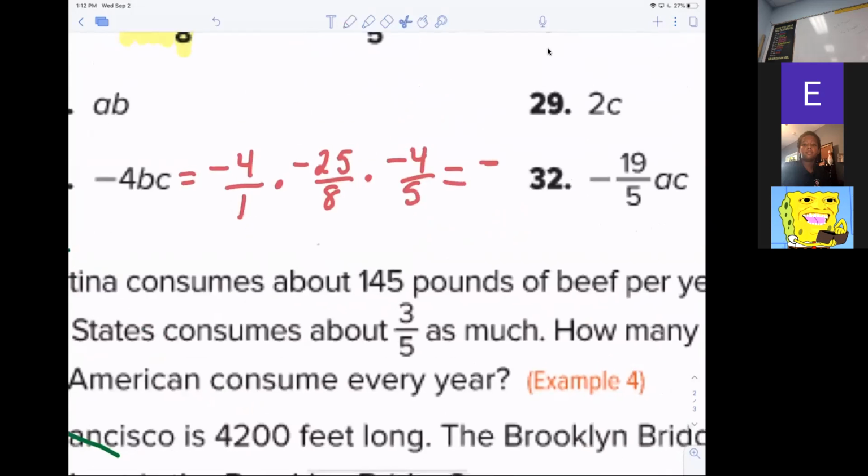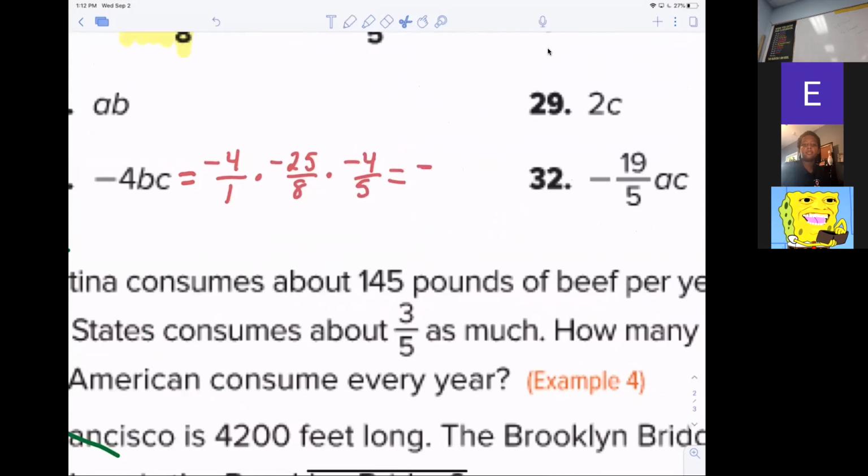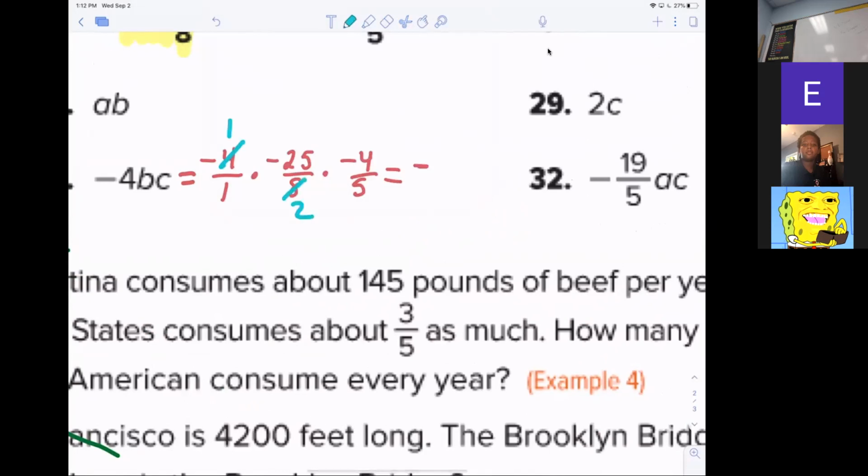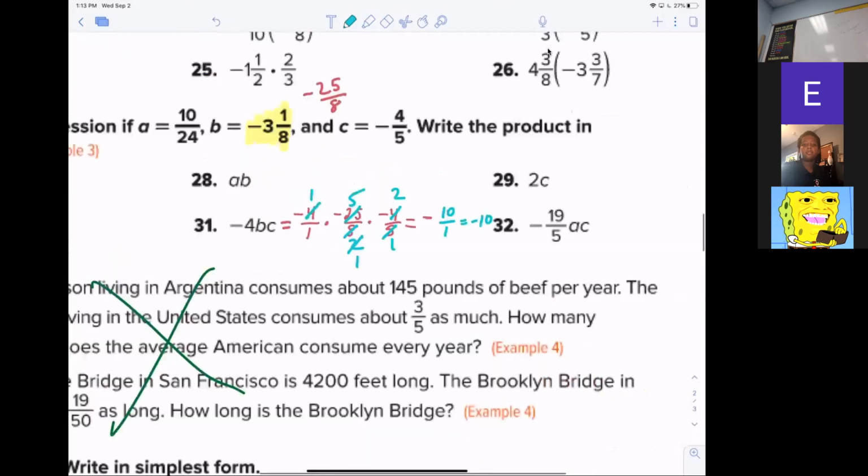Okay, so now you got to tell me what reduces. You can reduce 8 and 4 to 1 and 2, and then 5 and 25, and then 2 and 4. 4 becomes a 2. Okay. Now, final answer: 10 over 1, which equals 10. Don't forget negative. Yay, negative 10. All right, I'm pretty happy with you guys. We made up for loss of time.